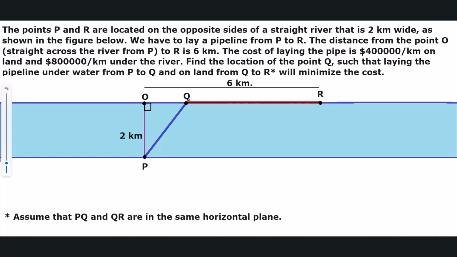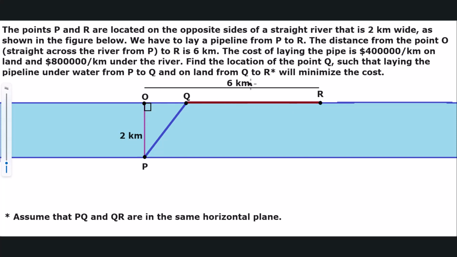So we are going to work on this textbook problem. Points P and R are located on the opposite sides of a straight river that is 2 kilometers wide, and we have to lay a pipeline from P to R. Part of that will be underwater and part of this will be on land. And the distance from this point O, which is straight across from P, this is 2 kilometers, but this distance O from R is how many?